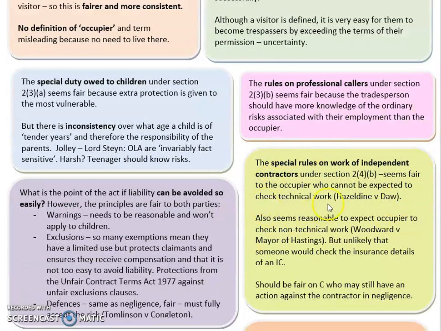So I've scrolled down slightly so that we can consider the special rules on the work of independent contractors under Section 2(4)(b) of the 57 Act. And if you recall, an occupier is not liable for dangers created by independent contractors if the occupier acted reasonably in all the circumstances in entrusting the work to the independent contractor and took reasonable steps to satisfy himself that the work carried out was properly done and the contractor was competent.